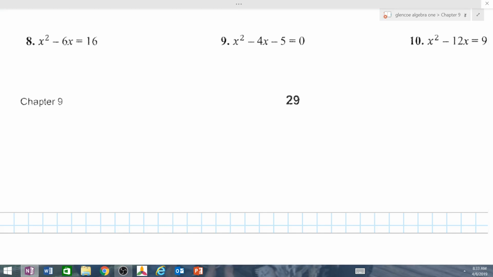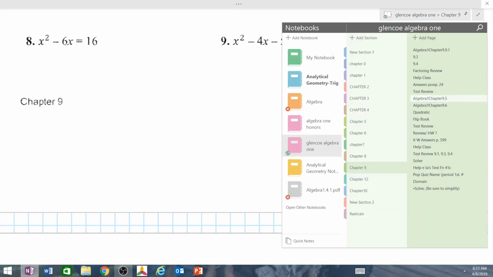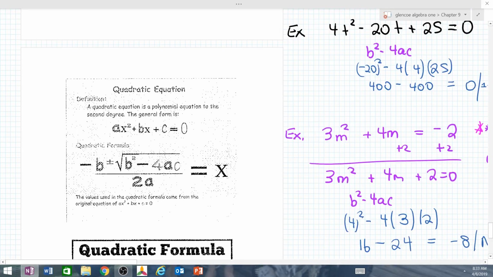All right, 9.6, the quadratic formula in all of its glory to the tune of row, row, row your boat. Get ready to sing.